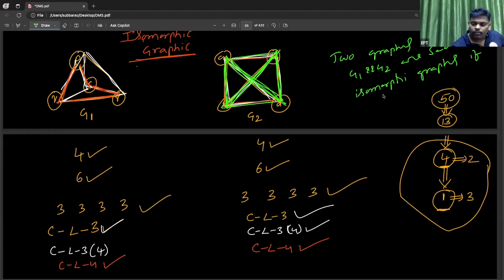If everything is the same. Simplest way is this only: if everything is the same.